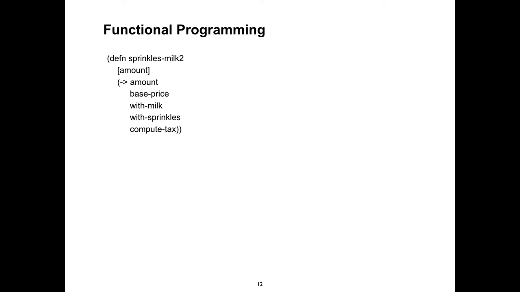And then there's also another way of doing this. What this says is take the amount and pass it into base price, take the result of base price and pass it into milk, and then pass it into sprinkles, and then we chain them together. And that eliminates the long list of parentheses, right? And it's also easy to read because we read from left to right, and the other example goes from right to left. And so this just goes from top to bottom, which is okay.